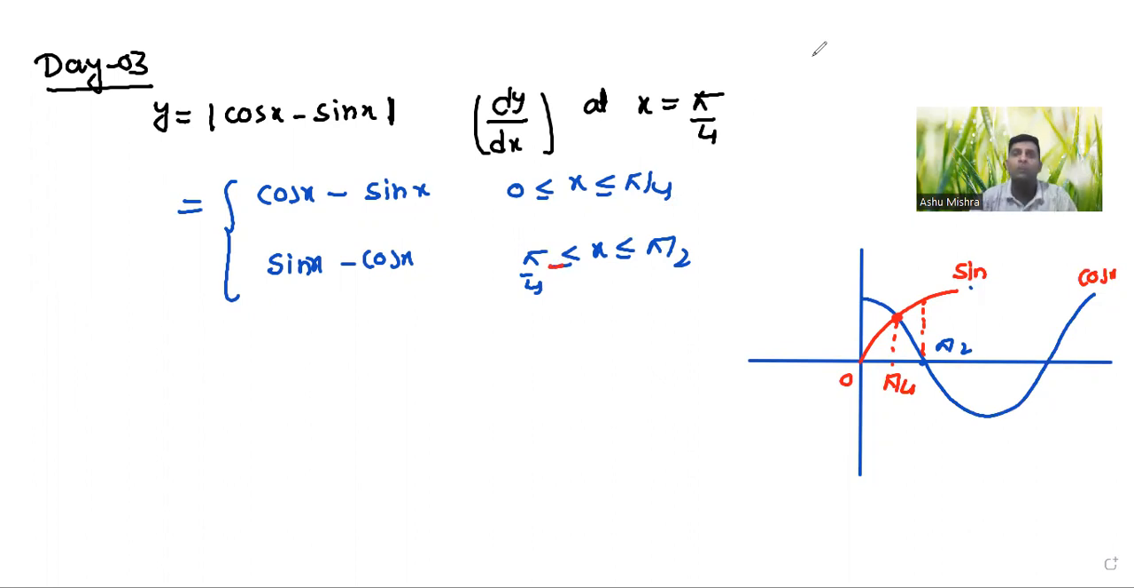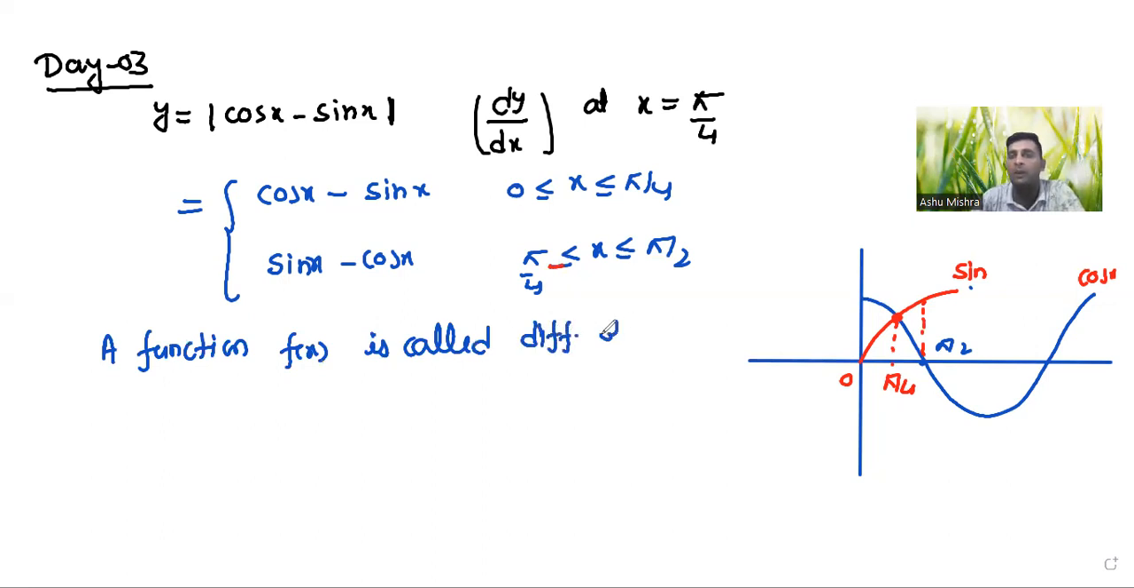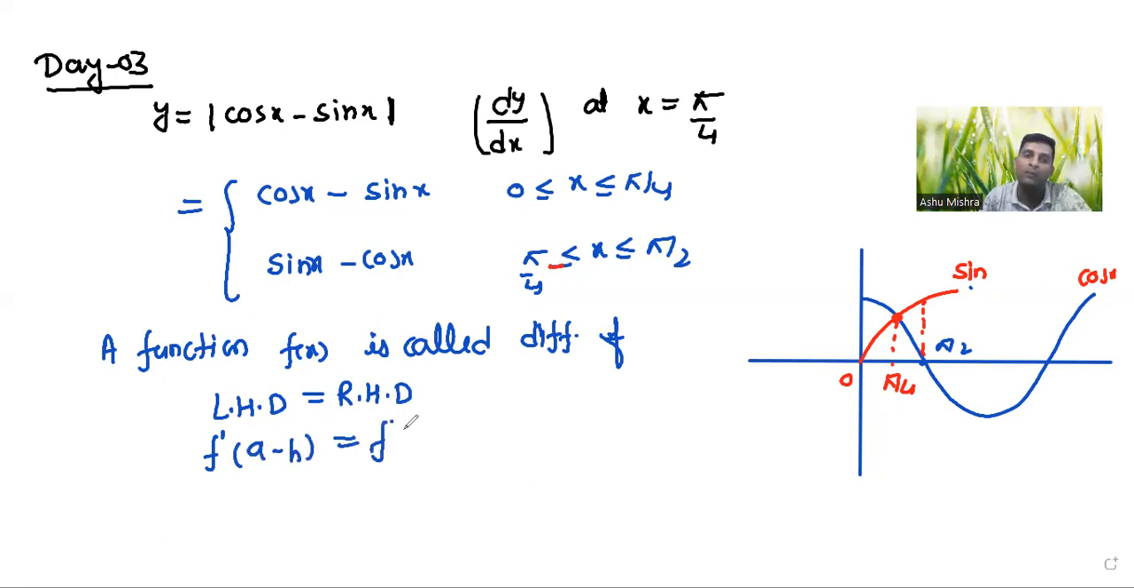Got it? Now, we know very well a function f(x) is called differentiable if the left hand derivative is equal to the right hand derivative. The left hand derivative f dash of a minus h will be equal to f dash of a plus h, where limit h tends to 0.